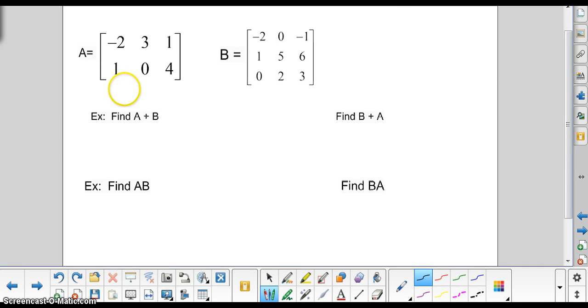Matrix A has how many rows and how many columns? Matrix B has how many rows and how many columns?